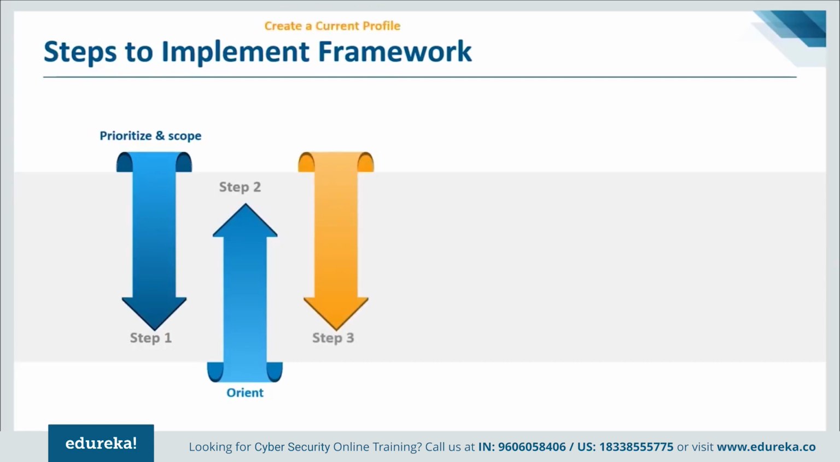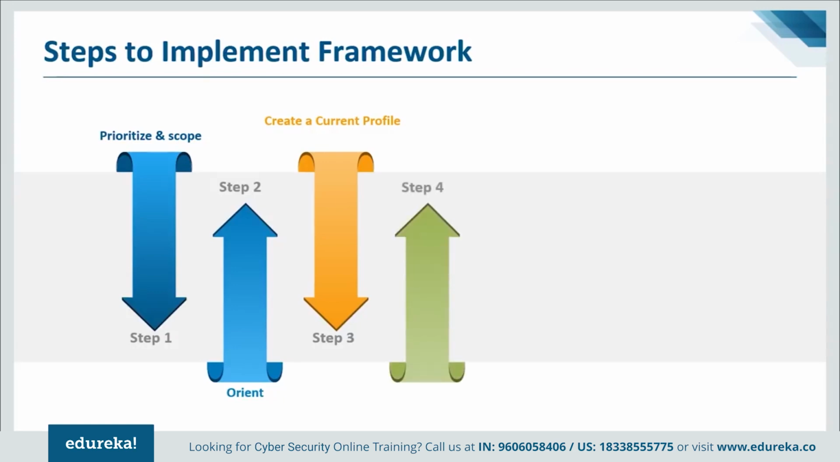So step 3 is to create a current profile. The organization develops a current profile by indicating which category and subcategory outcomes from the framework core are currently being achieved. If an outcome is partially achieved, noting this fact will help support subsequent steps by providing baseline information.